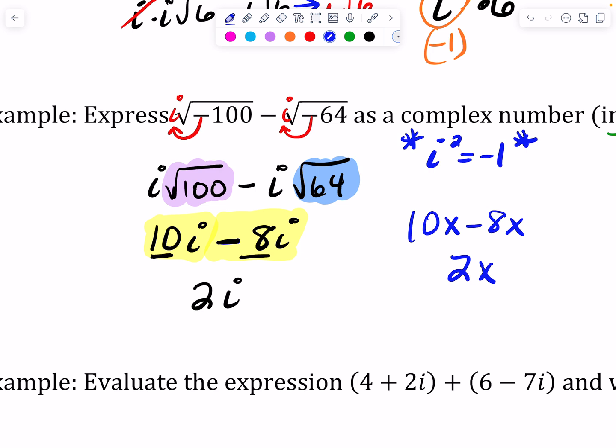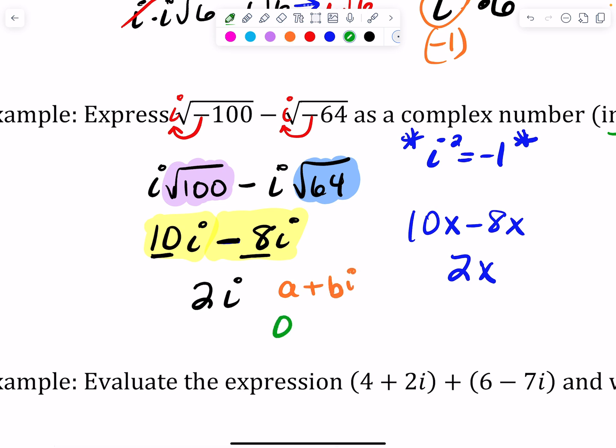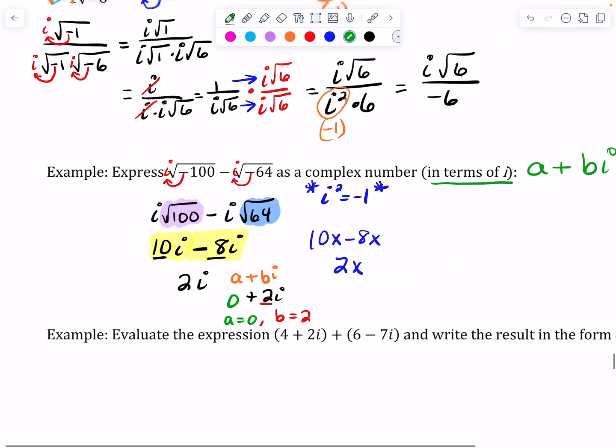So now if we were looking at this in the form of a plus bi, then we would have 0 plus 2i, and we would know that a equals 0 and b equals 2. So that is our final answer.